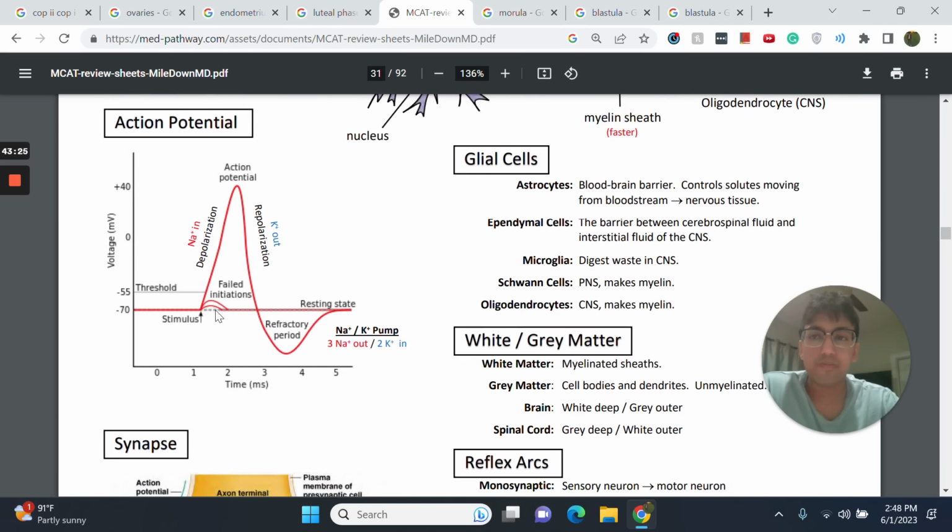Action potentials, basically you have a stimulus, and if the stimulus exceeds the threshold, then we have this whole depolarization, repolarization, refractory period, and back to the resting state.